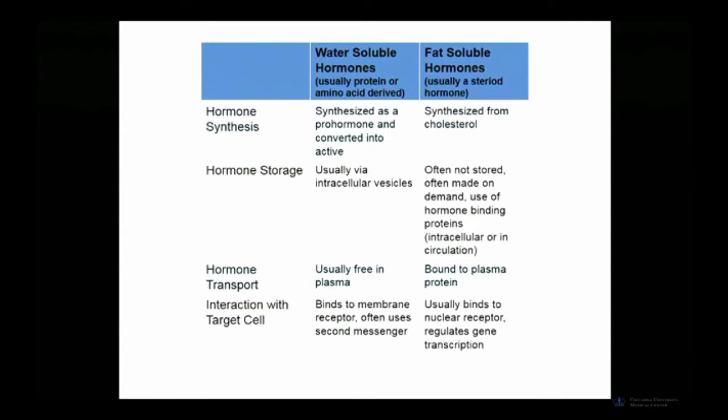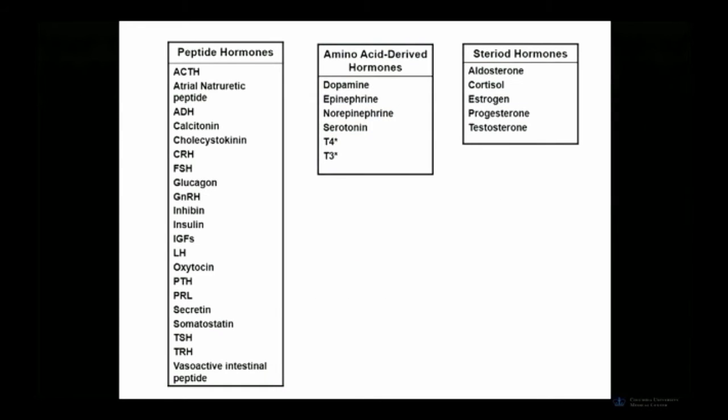So first, let me show you this. So here's a list of a variety of peptide hormones, right? Protein or peptide hormones. A variety of amino acid-derived hormones, and then the list of steroid hormones. Now, all steroid hormones are fat-soluble. All steroid hormones are fat-soluble.